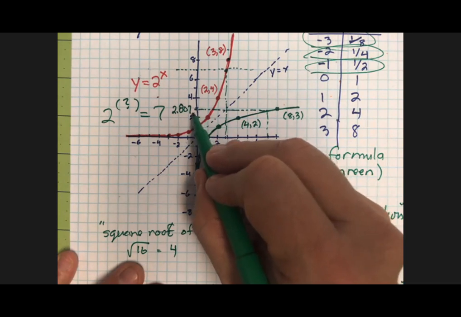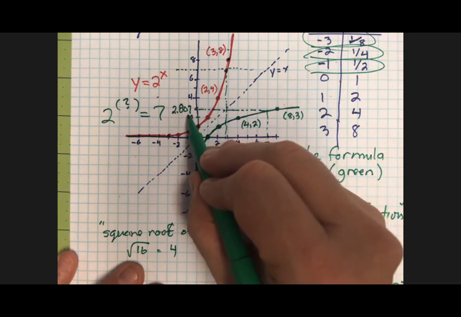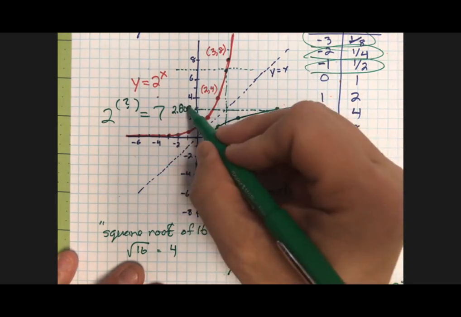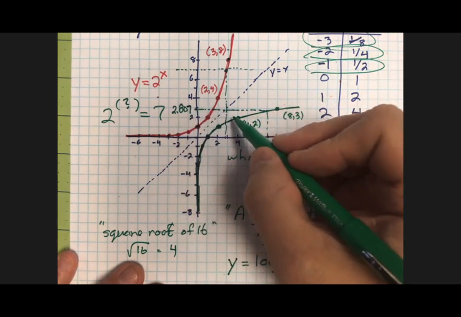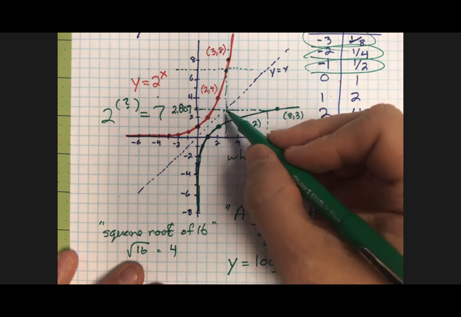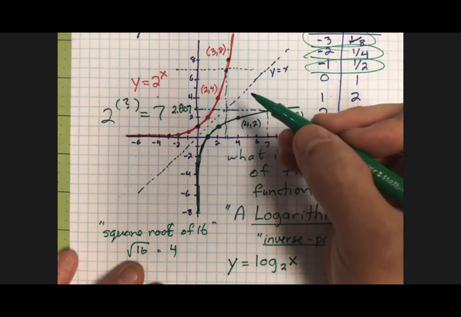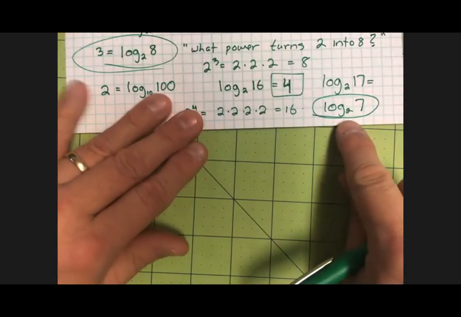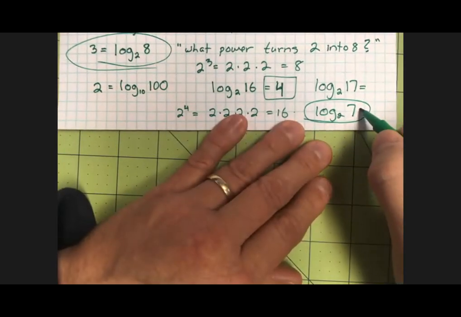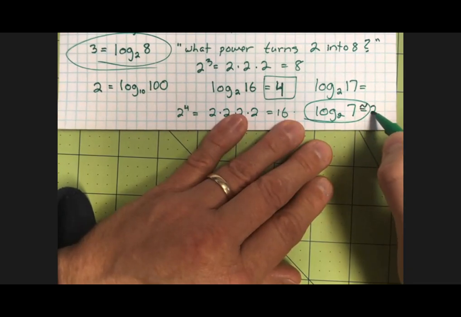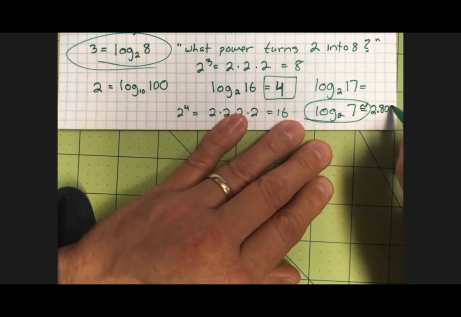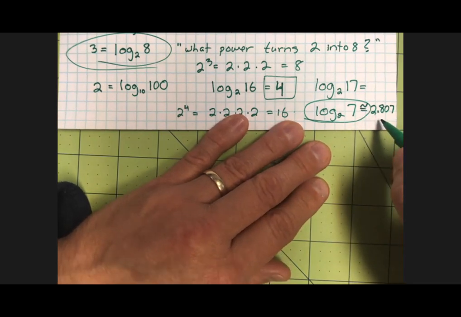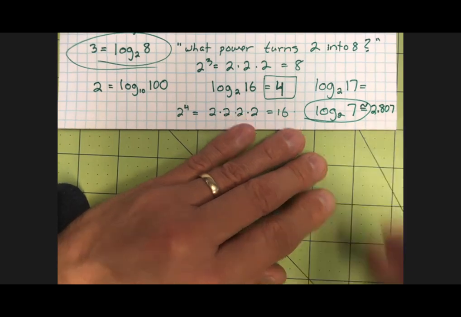Now, there's no way I could draw a picture that's accurate to the thousandths, but my calculator can calculate to the thousandths and better. All I know is that actually there is a number that turns 2 into 7. I just don't know exactly what it is. It's 2.807 approximately. To the nearest thousandth, that's pretty good. Okay, we've got to cut it off here.